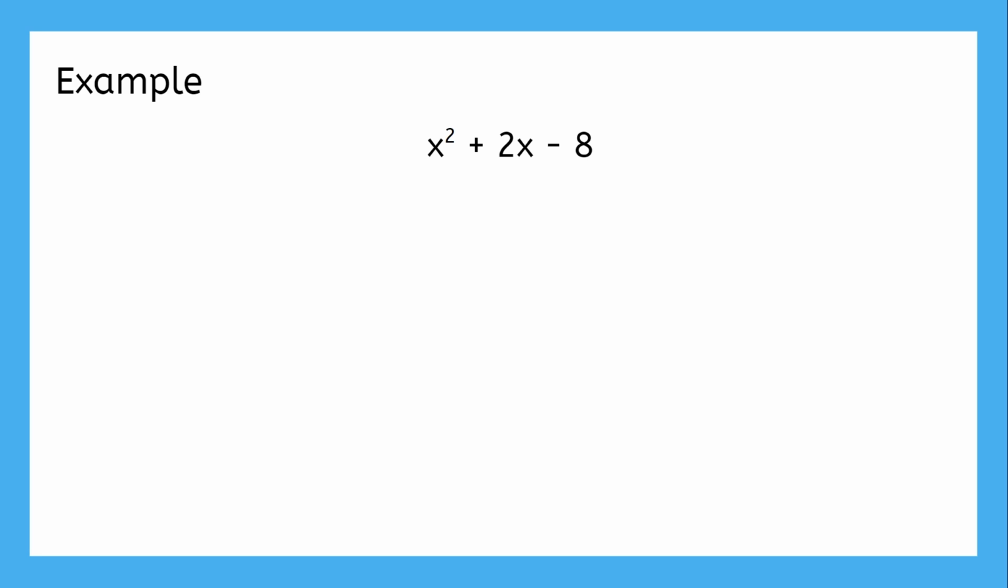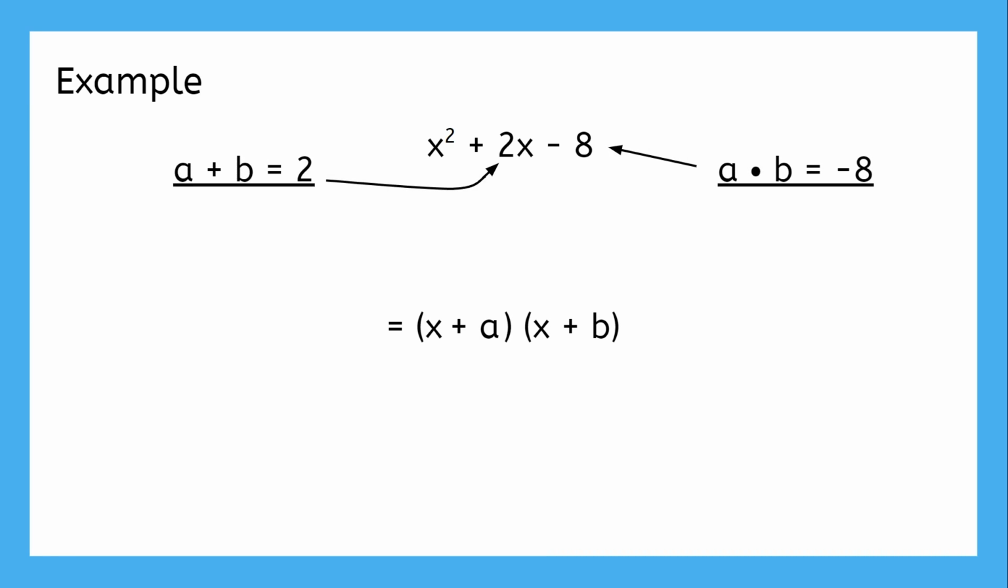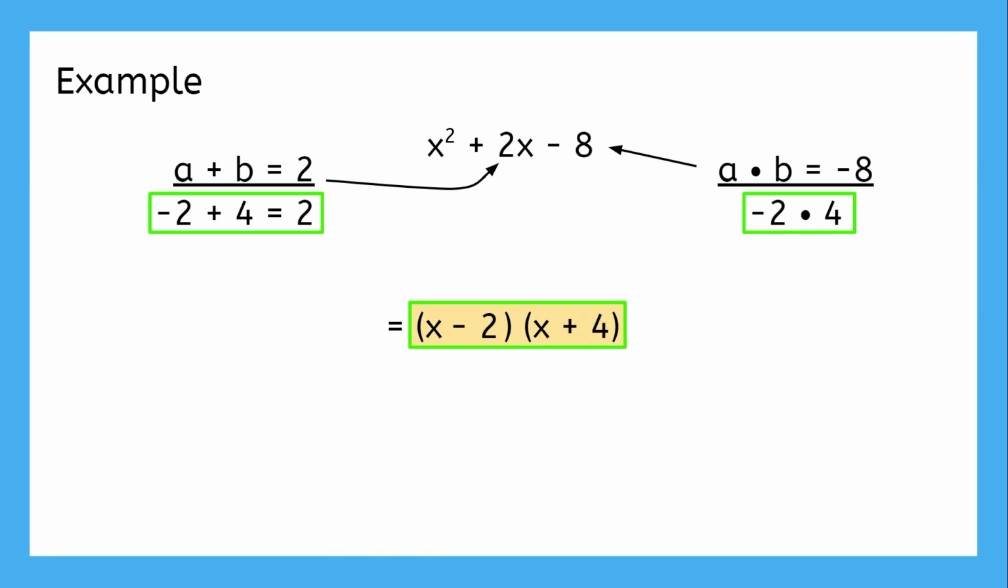We know that the two constants have to multiply to make negative 8 and add together to make 2. There are a bunch of combinations you can try, but the winning combination will be negative 2 and 4, numbers that multiply to make negative 8 and add together to make 2. So the factors of x squared plus 2x minus 8 are x minus 2 and x plus 4.